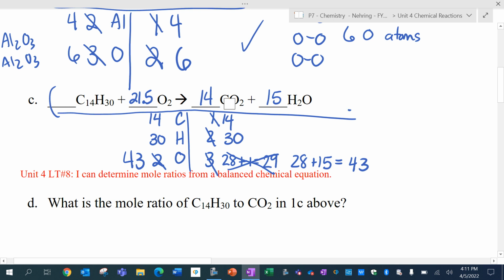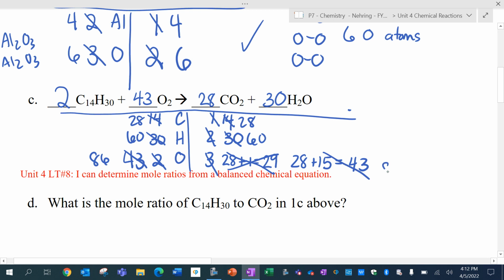When you do that, then this becomes a 2. This becomes a 43. Double this, it becomes 28. Double this, it becomes 30. If we update our count down here, now we have 28 carbons on each side. We're going to have 60 hydrogens on each side. And now we've got what, 80? Ooh, we got a lot of oxygens. We got 86 oxygens on each side. And now we are balanced.